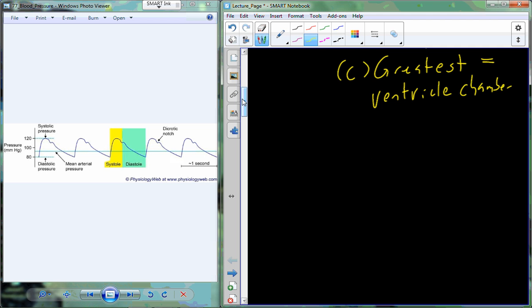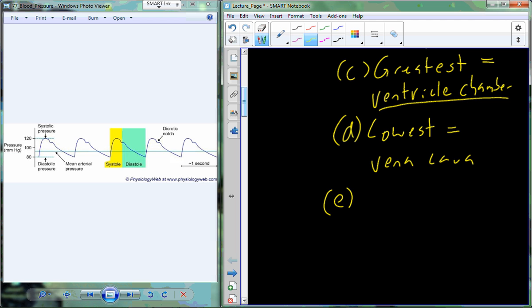What do you think the lowest systolic pressure is going to be experienced? It'll be in the vena cava. It'll basically be the complete opposite end of the circulatory circuit from the ventricle. And what we see as we go from the chamber of the ventricle to the vena cava, everything in between, the pressure is slowly decreasing. So we have this drop in pressure, systolic pressure, as we move away from the ventricle.